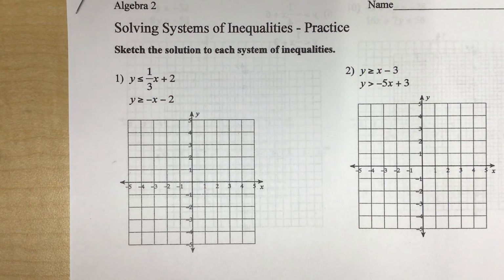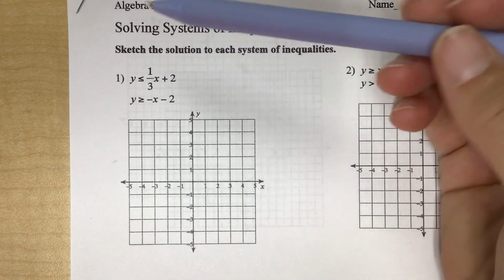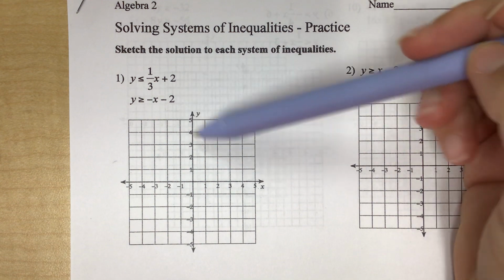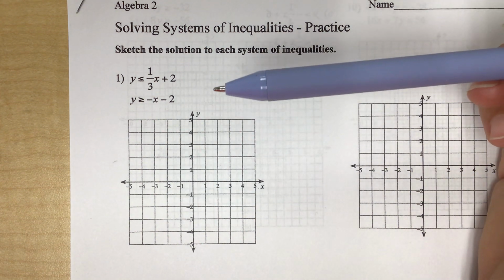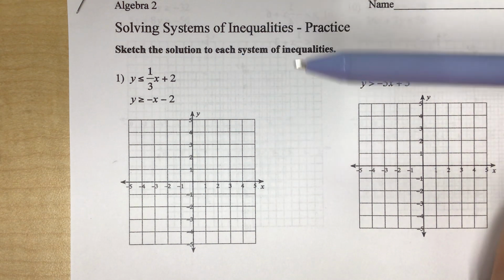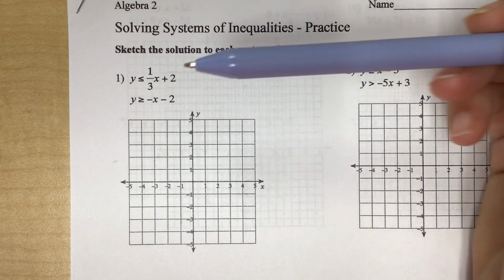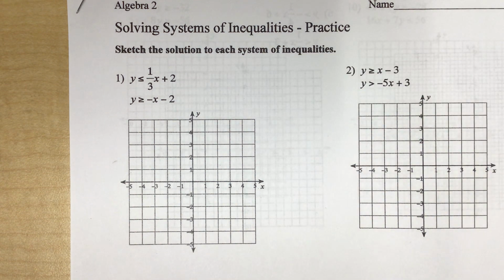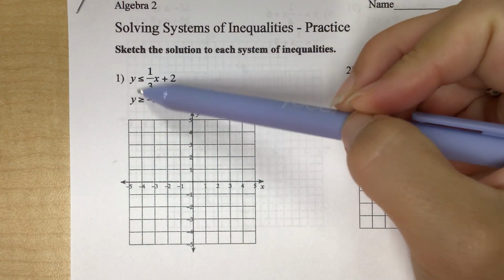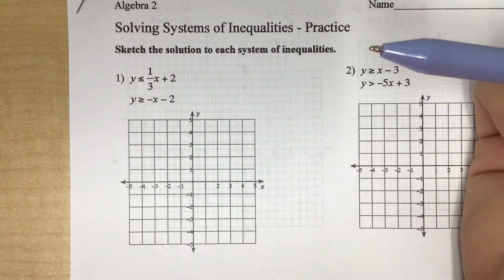Okay, so this is a review over solving systems of inequalities. With these, you have two inequalities. You're going to graph them on the same graph, the coordinate grid, and then we're going to do shading in order to determine where the solution area is. You're going to graph these just like you would graph any other line like we did a few weeks ago, except now, because of the inequality, we have shading versus just a line.